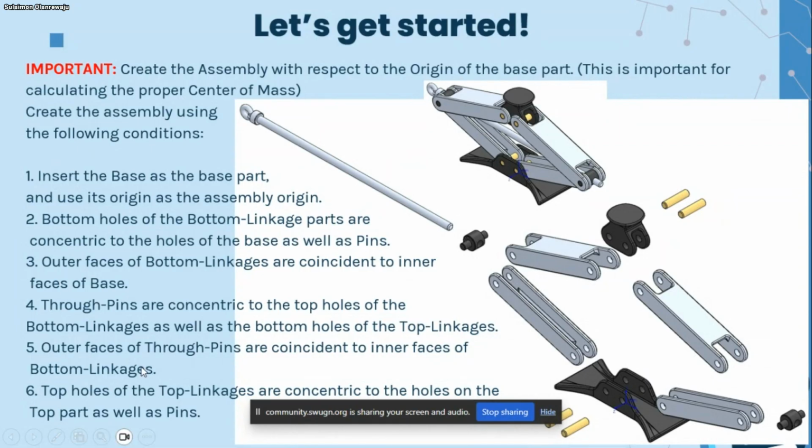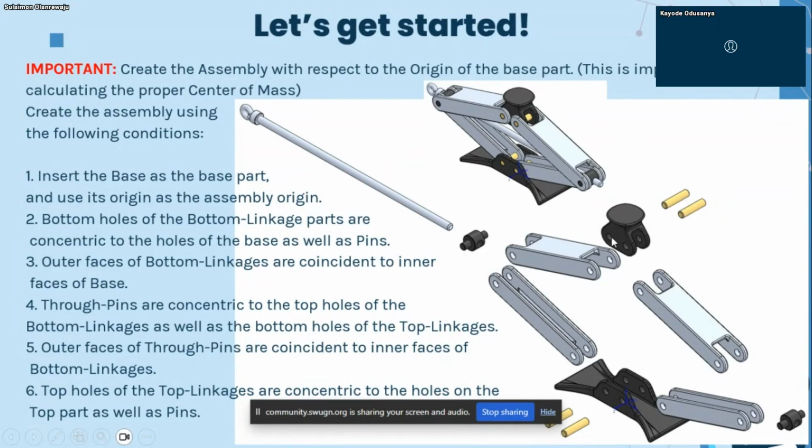So the next, number six, top holes of the top linkages are concentric to the holes of the top part as well as pins. The same way you apply pins for the bottom part, that is the base part, you apply it for this. That means you are going to import your top part first. This part is called the top part. So you bring it in and import another pin, then you put it there.